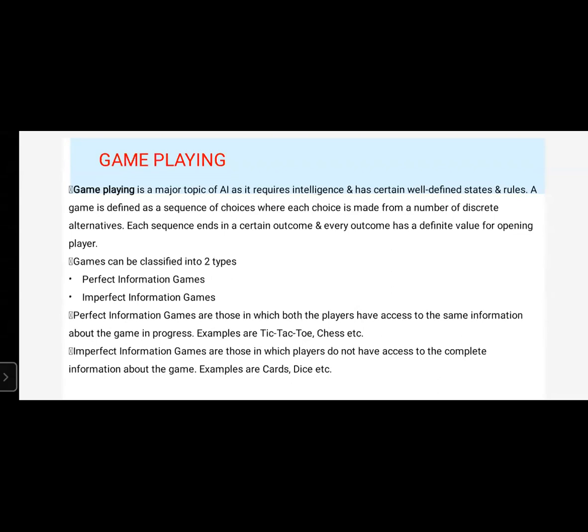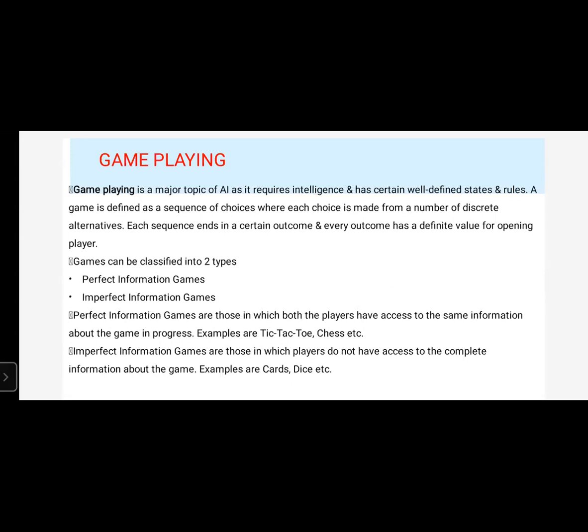Games can be classified into two types: perfect information games and imperfect information games. Perfect information games are those in which both players have access to the same information about the game in progress, that is, whenever the game is going on. Both of the players who are playing the game have access to the same information.